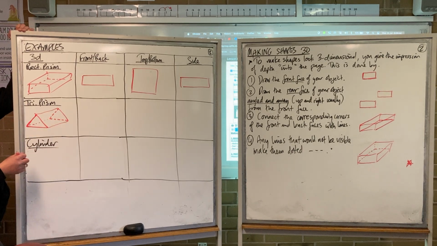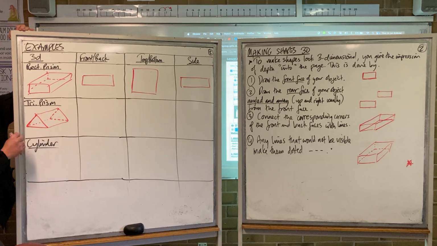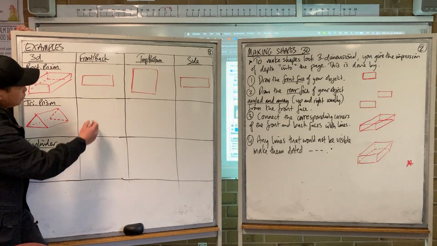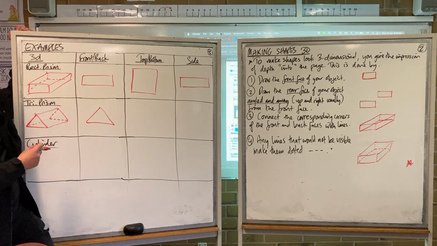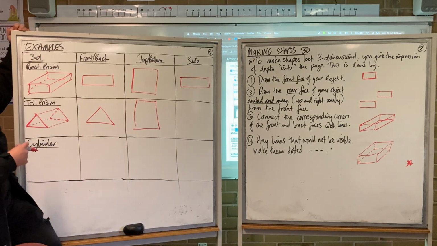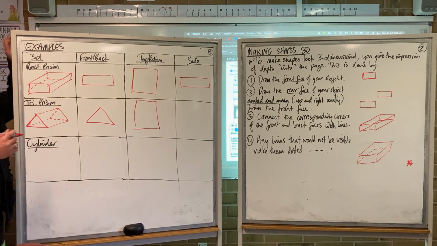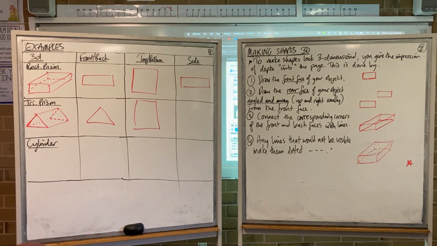Is there anything missing? No, you've got this rectangle here that we're pretending to see. What's the front of a triangular prism going to look like? Top and bottom. Sort of a long one because it goes into the page. Side? Yeah, it's a rectangle, even though it's angled.